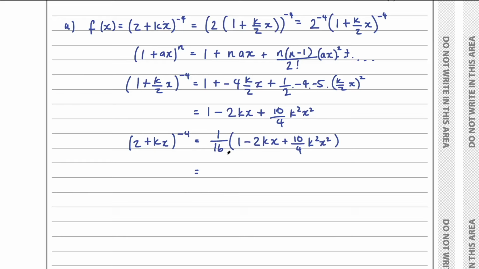So if we expand those brackets out now, 1 over 16 times 1 is 1 over 16. Subtract 1 on 16 times 2. Well, that would cancel with that 16. That would become 1 on 8 kx. And then we could simplify this one here. Divide the numerator and denominator by 2. Then it would be 5 on 4 times 8. So we would have 5 on 8 times 4 is 32 k squared x squared.